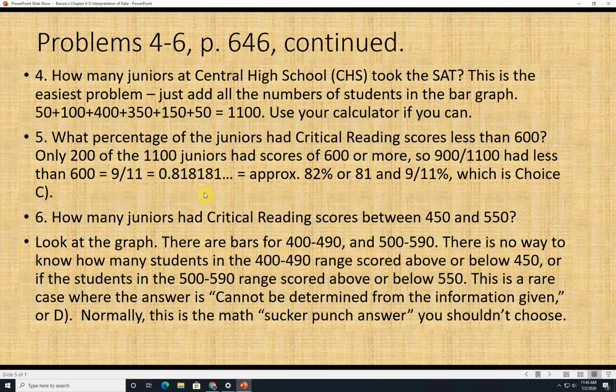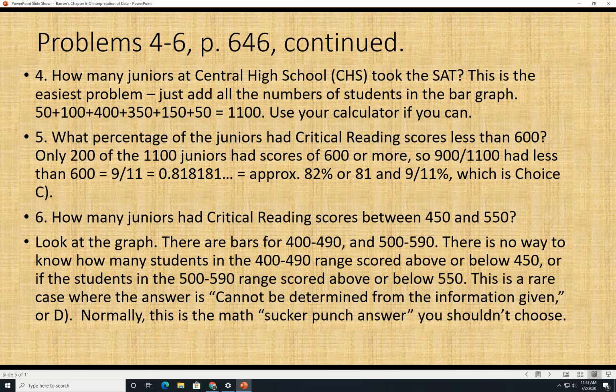So this is the one time out of many, many times where the cannot be determined from the information given, or choice D, is actually the right answer. You really can't determine it. Normally, this is the math sucker punch answer that you shouldn't choose.